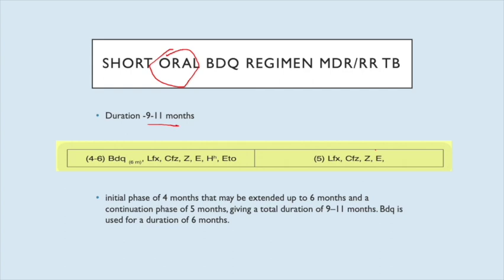Since these patients can be just MDR or rifampicin resistant, there is INH in high dose, pyrazinamide and ethambutol, so rifampicin is out, and ethionamide. So the initial phase is of 4 to 6 months. 4 months initially, it can be extended up to 6 months, and a continuation phase is of 5 months. So total 9 to 11.